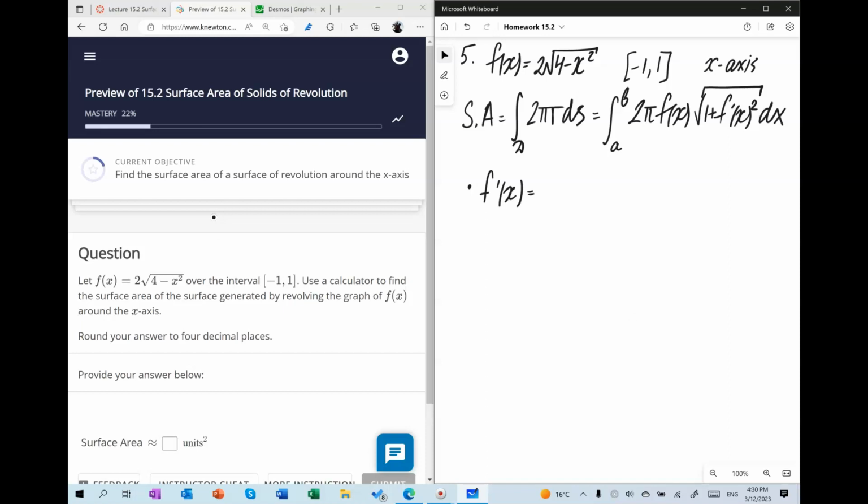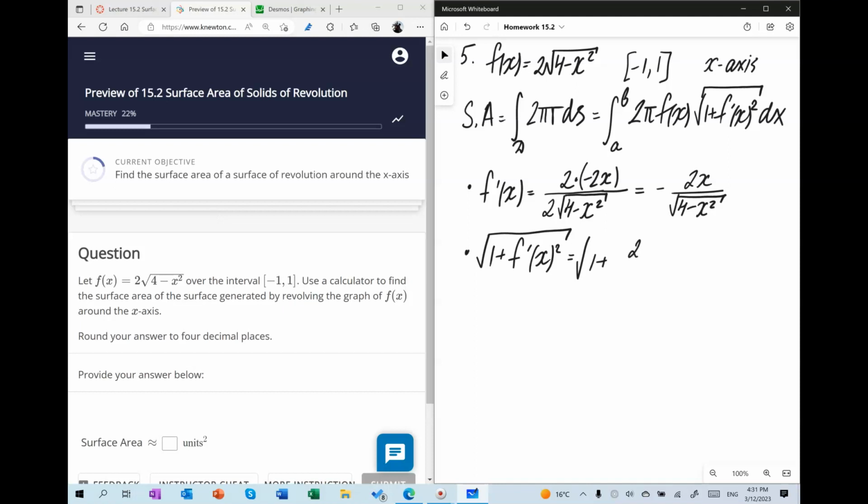So first, let's find the derivative. It's going to be 2 over 2 square root of 4 minus x squared times the derivative of 4 minus x squared, which is negative 2x. So things cancel out here. The integrand, or this part of the integrand, will be set up like this. It doesn't look pretty. Luckily, we're not doing this by hand.